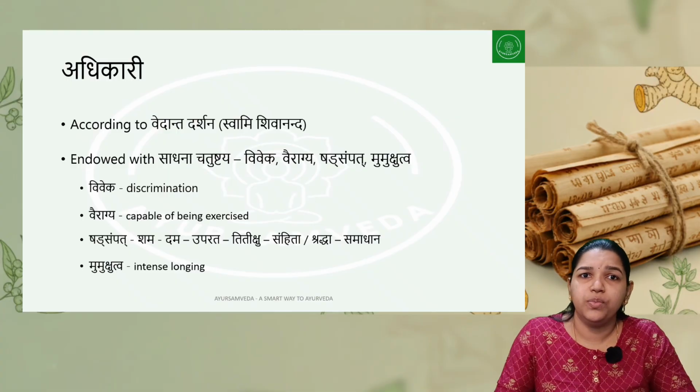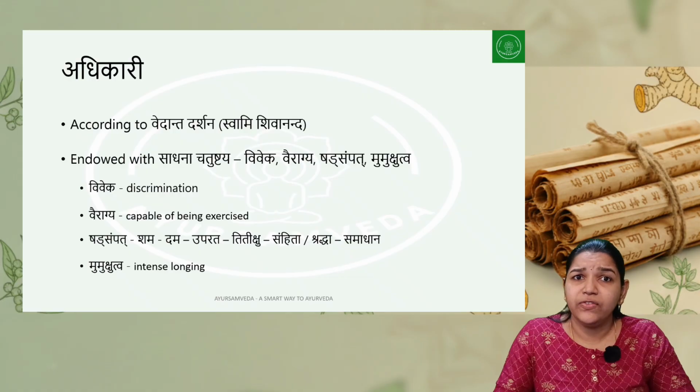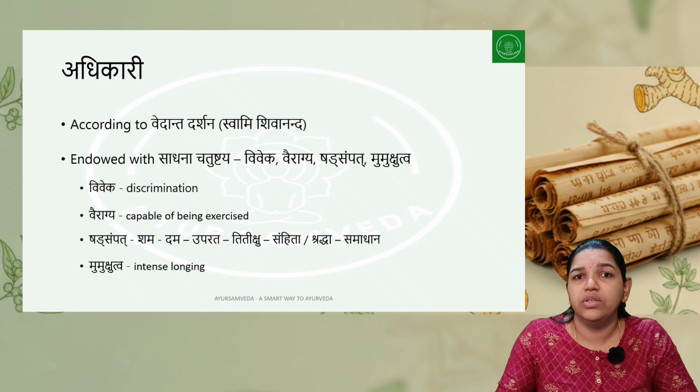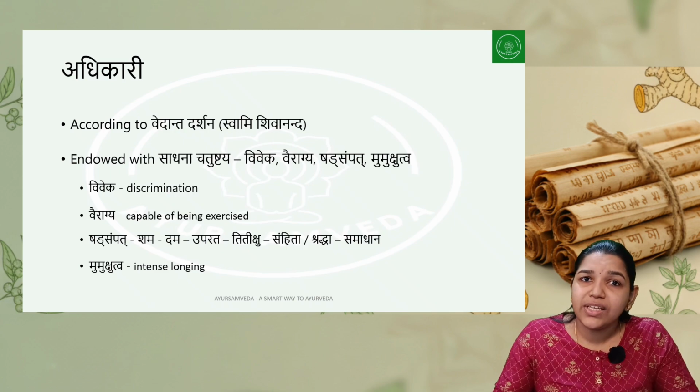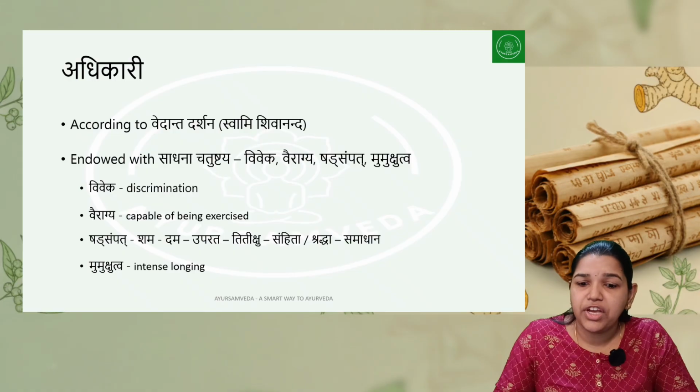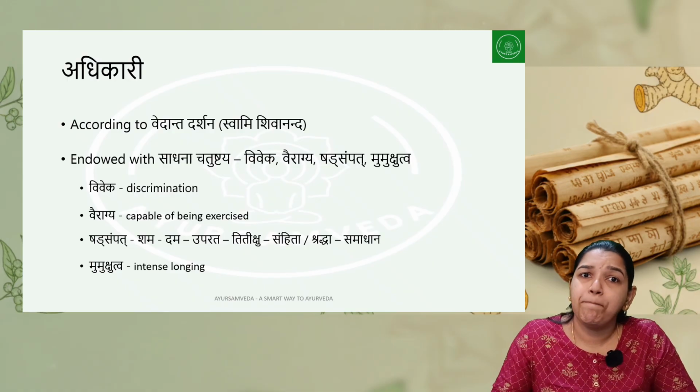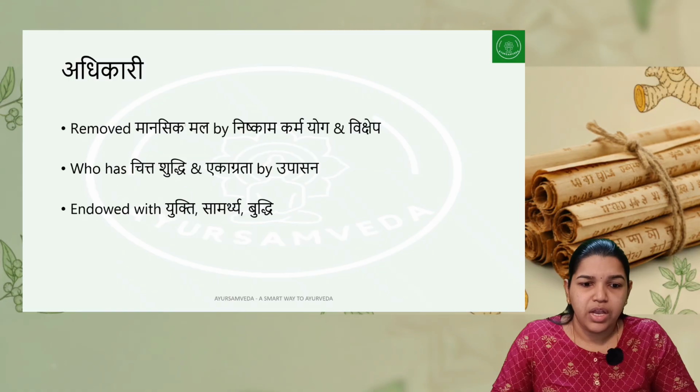And shat sampat, as we have seen previously, Madhvacharya has told what the shat sampat are, that is Shama, Dama, Uparati, Titiksha, Shraddha, and Samadhana. Then mumukshutva, that is, the person should have an intense longing towards knowledge, or he should be striving to get the knowledge. So these are the sadhana chatushtaya: viveka, vairagya, shat sampat, and mumukshutva. If a person is endowed with this sadhana chatushtaya, such people are considered to be adhikari, that is, capable of studying.